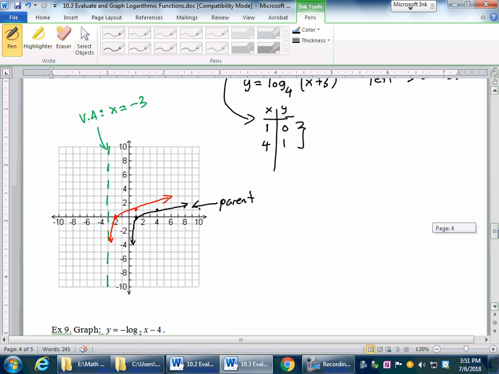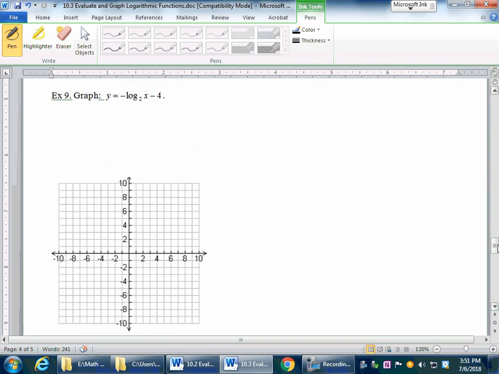So let's try another one. This time, the original parent graph should be y is equal to log base 2 of x, so nothing added or subtracted to it. And the next thing that I see is this negative sign, which is going to be a reflection about the x-axis, because I'm multiplying the whole y value by negative, because log base 2 of x is representing your y value. So now my y is equal to negative log base 2 of x.